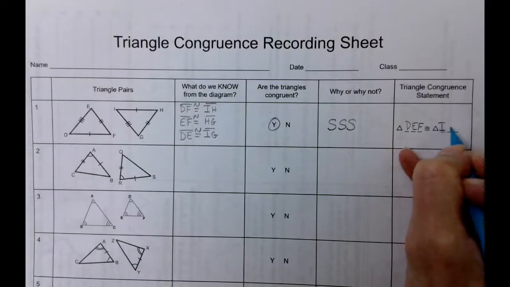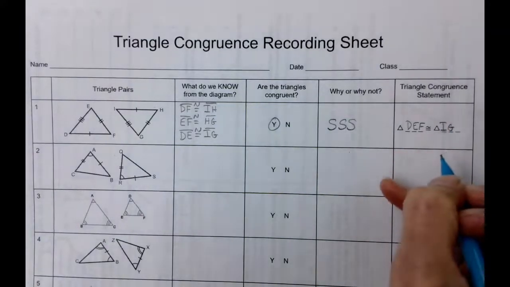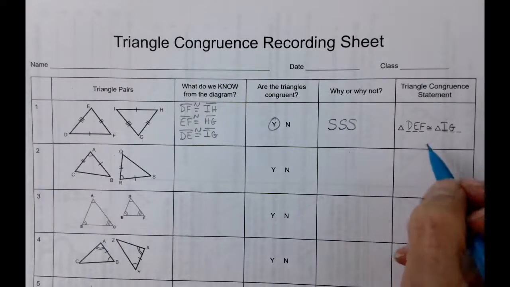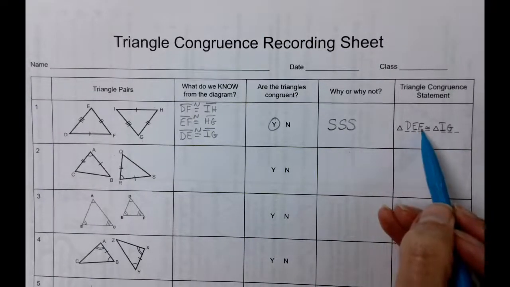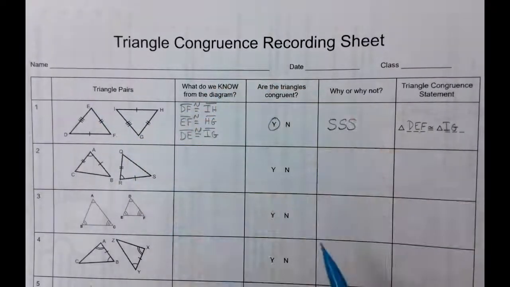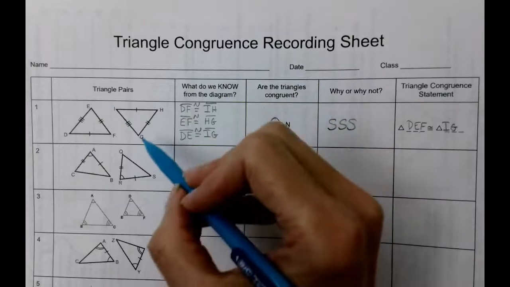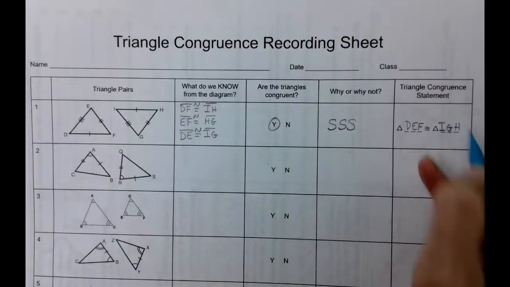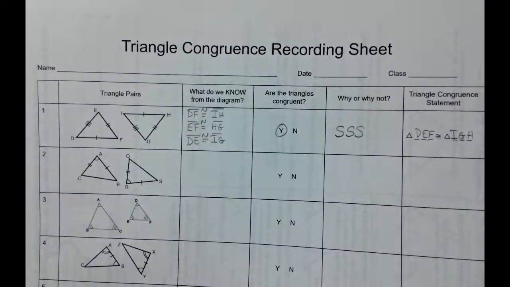And I'm going to look back here. And then EF would be the next 2. EF has the 2 tick marks, so GH. So triangle DEF is congruent to IHG.